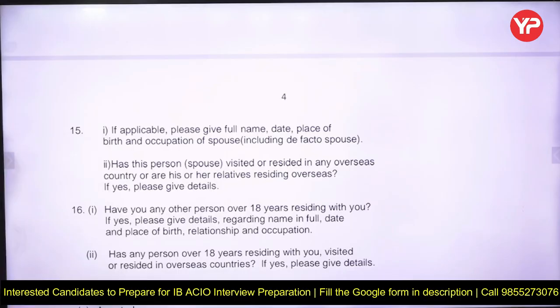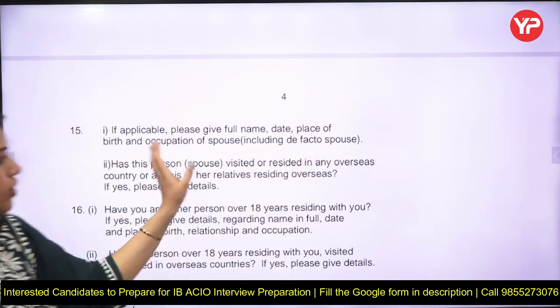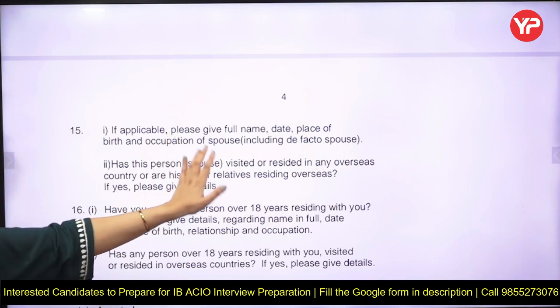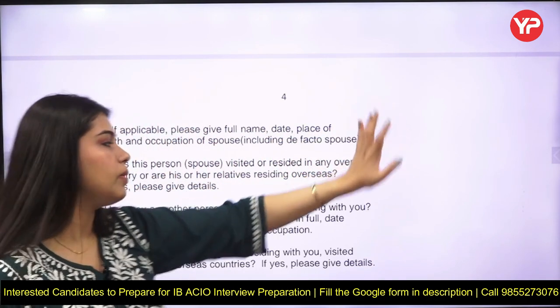Your 15th question, if applicable, please give full name, date, place of birth and occupation of spouse. If you are married, kindly give details of all of the following, whatever they have: their full name, date, place of birth, occupation, whatever he or she is doing. And if you are not married, kindly write here not applicable.